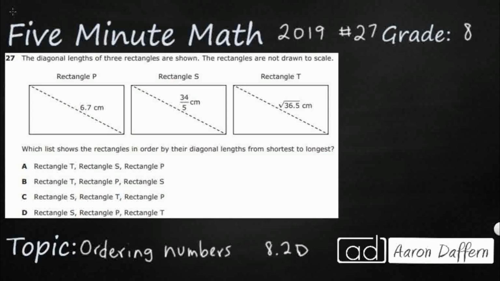So we've got three different rectangles. They are not drawn to scale. They all look the exact same size, but obviously they're different diagonals because we need to put them in order from shortest to longest. That's least to greatest.